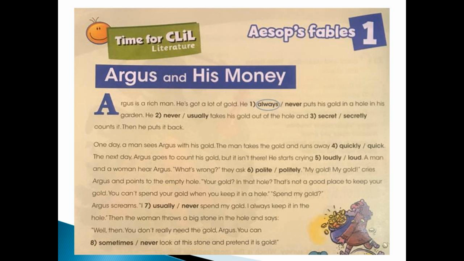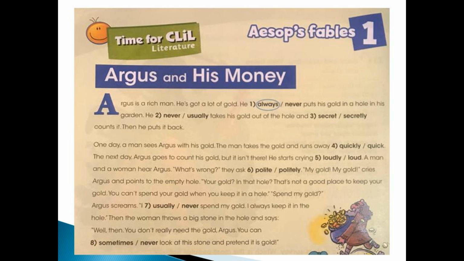Argus and his money. Argus is a rich man. He's got a lot of gold. He always puts his gold in a hole in his garden. He usually takes his gold out of the hole and secretly counts it. Then he puts it back.